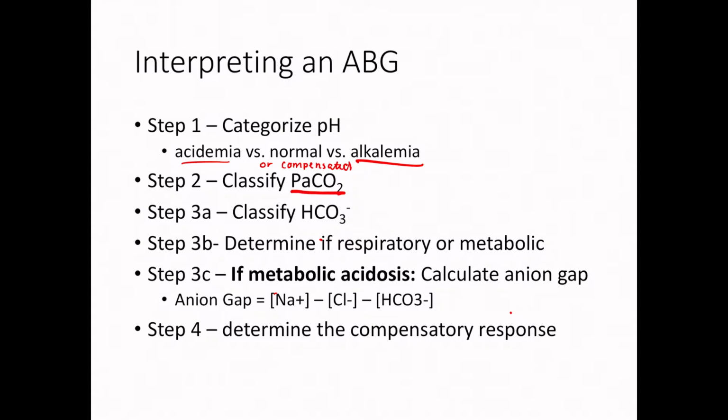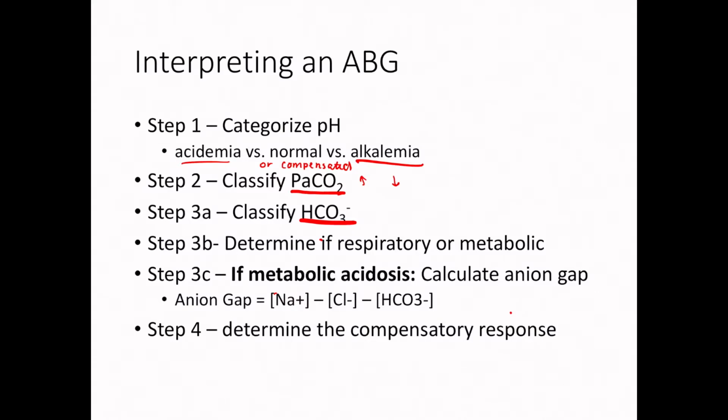Next you classify your PaCO2. You want to know whether or not it is high or low. As you're doing this, you're going to start thinking to yourself, does this PaCO2 being high make sense in the context of an acidosis, or does it make sense in the context of an alkalosis? Similarly, you'll do the same thing with your bicarbonate. Using these two things, you're going to help determine whether or not you have a respiratory problem or a metabolic problem.